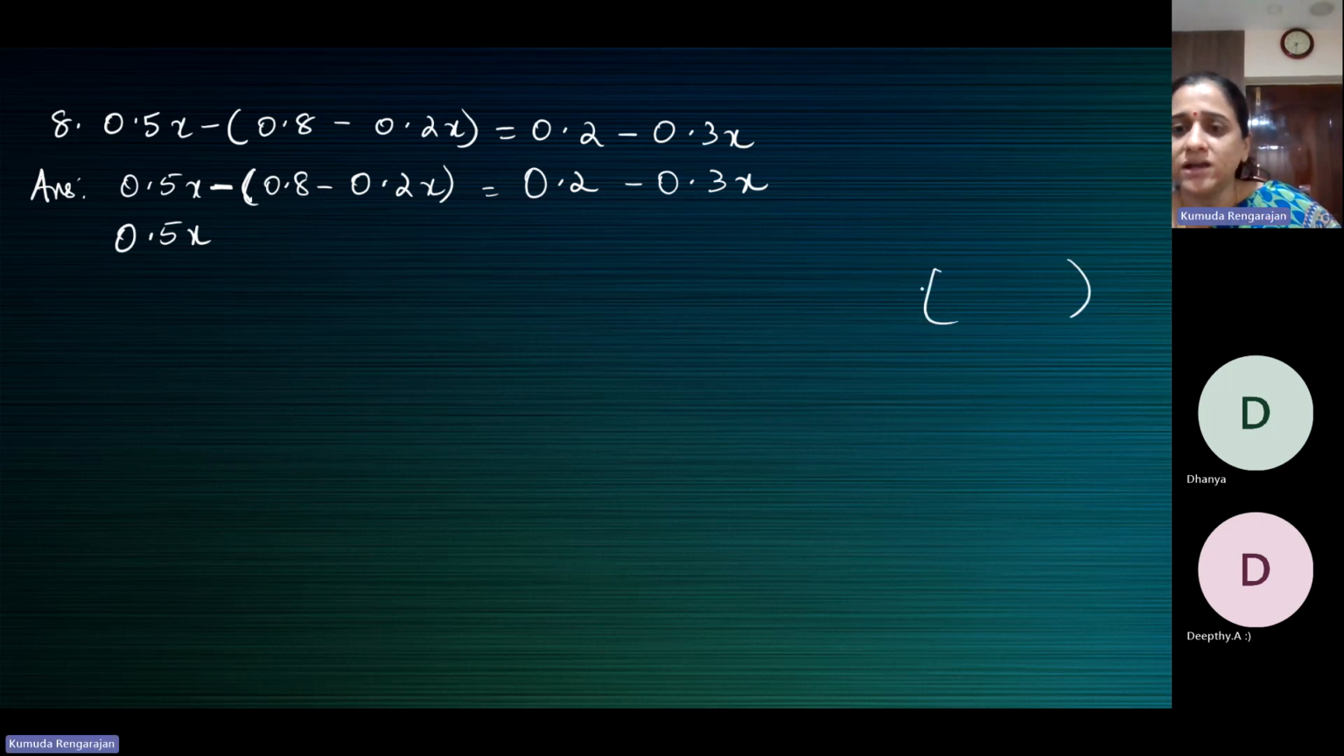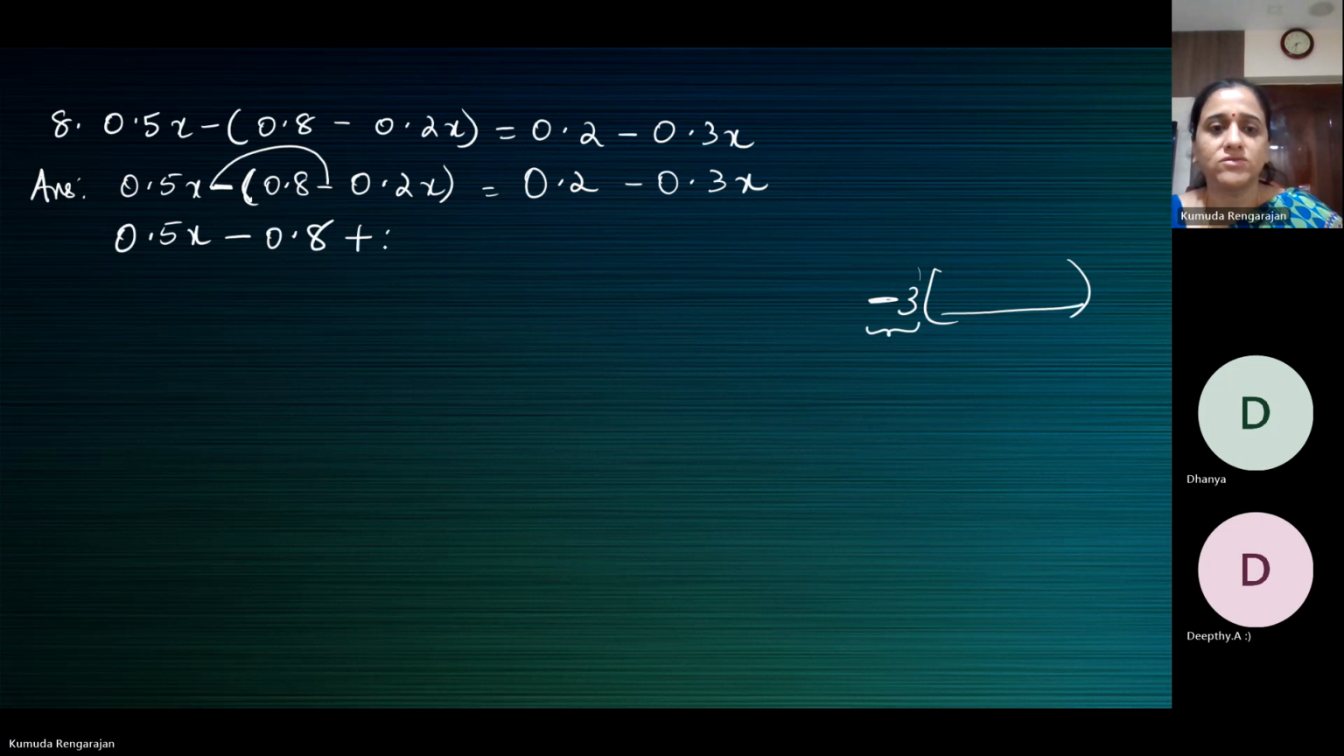Supposing outside the bracket there's some 3 and then a minus before it. Then when you look outside the bracket, there's a number, but you want a sign. It's before that number here. So you'll have to multiply minus 3 with all the terms in the bracket. Yeah, so here it's just a minus sign. So minus into plus, minus 0.8. Then minus into minus, plus 0.2x is equal to 0.2 minus 0.3x.